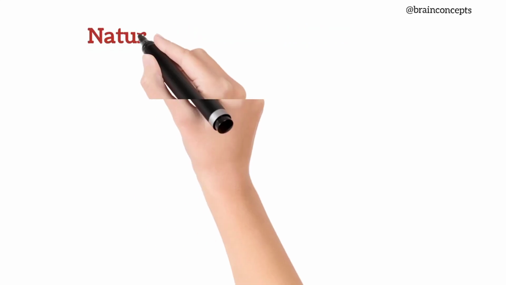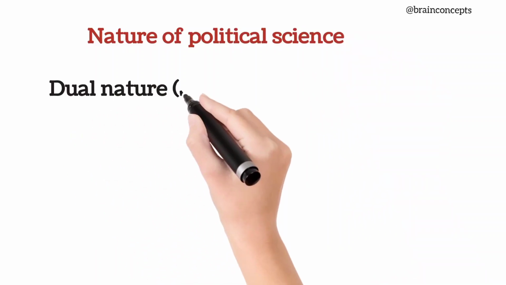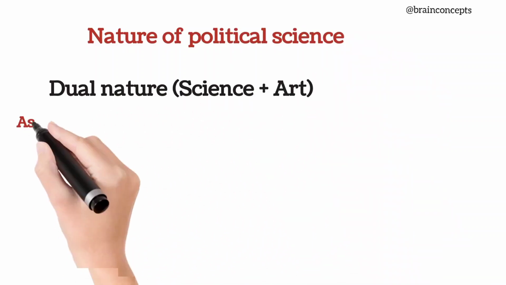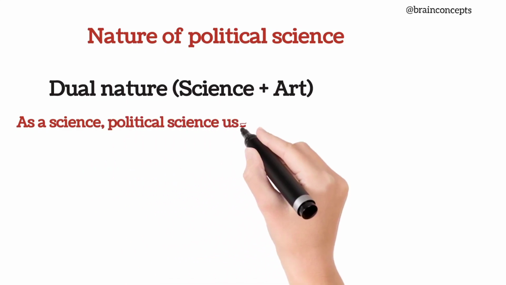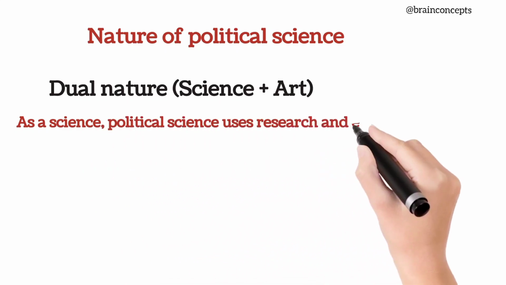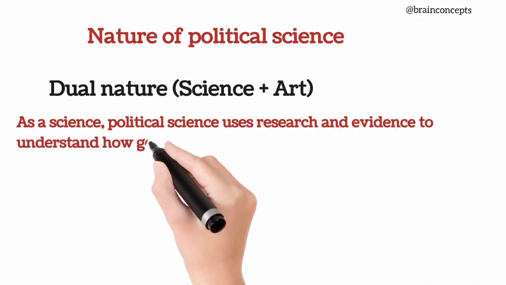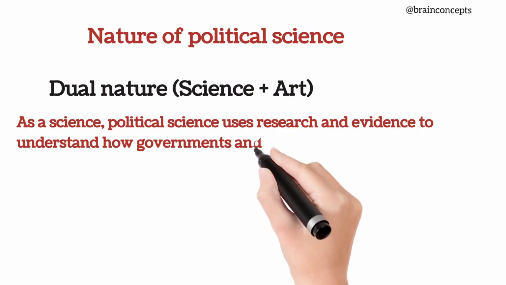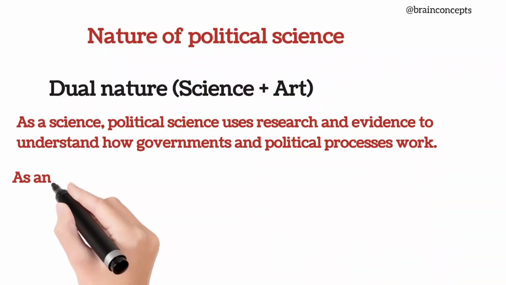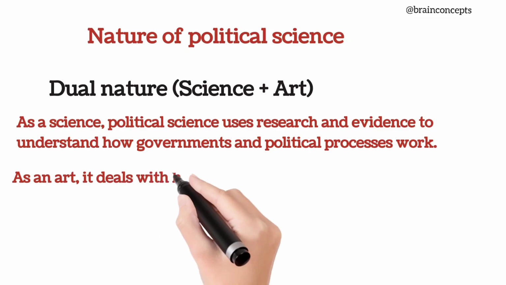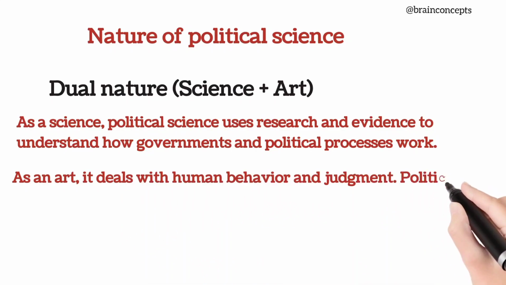The next part that we have is to know about the nature of political science. Political science has a dual nature: science plus art. As a science, political science uses research and evidence to understand how governments and political processes work. For example, it studies elections, policies, and data to understand trends. But as an art, it deals with human behavior and judgment.